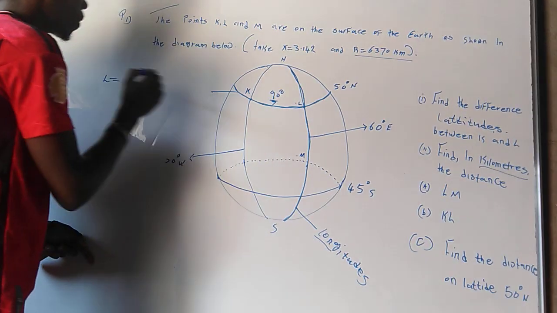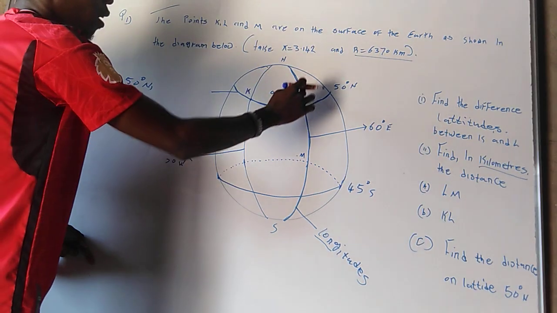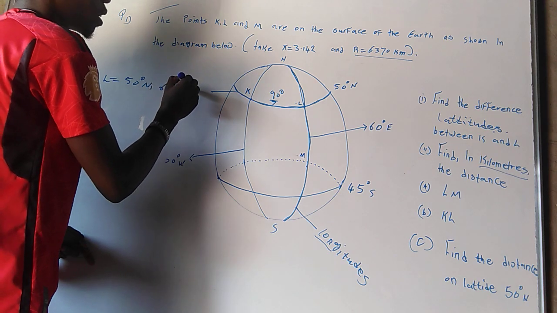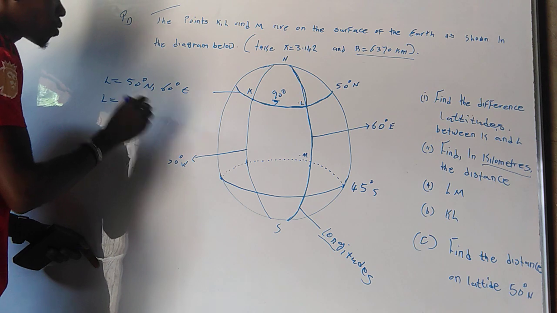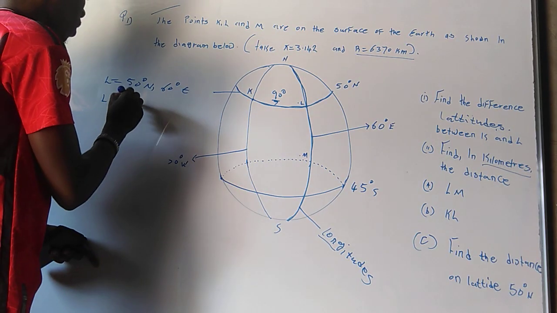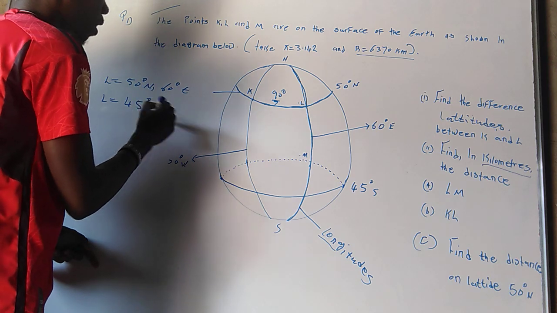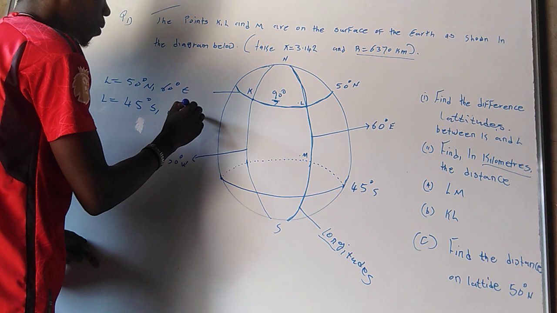L is falling on what? 50 degrees north. What about the longitude? It's falling on what? 60 degrees east. Okay, let's go to M. M is falling on what? 45 degrees south. And also what is the longitude? It's 60 degrees east.